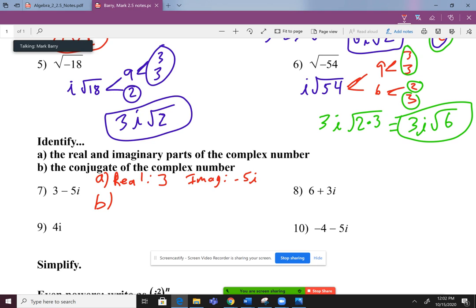So what I told you for the conjugate is, you keep the real part the same, keep it real, but you switch the imaginary part. So for 3 minus 5i, it's going to be 3 plus 5i, okay? That's just the definition of the conjugate. We saw why we use it yesterday, so that we can get rid of these i's in the denominator. We don't like the i's in the denominator. But that is it. 3 plus 5i, okay?